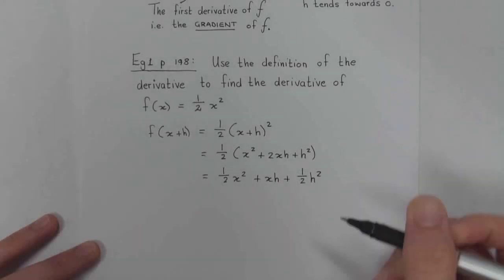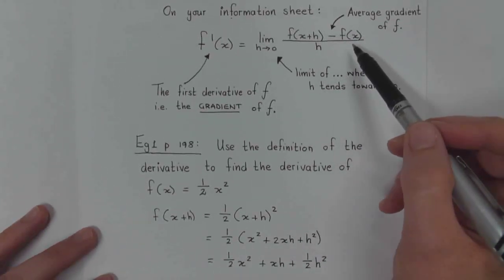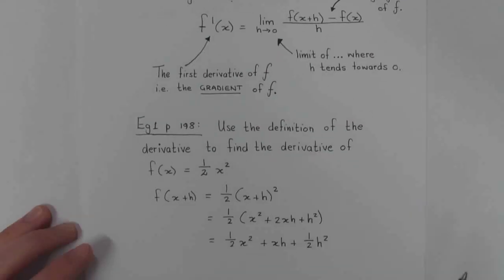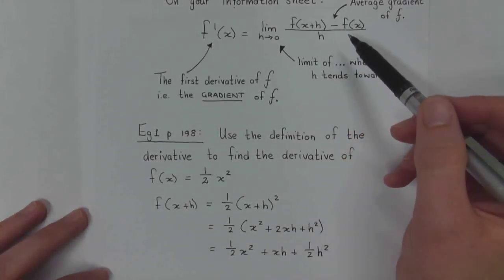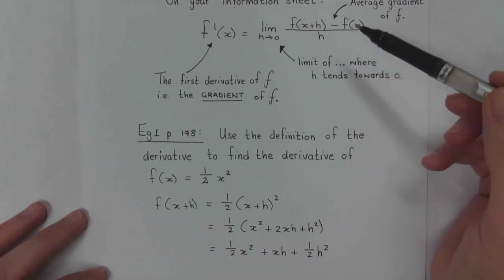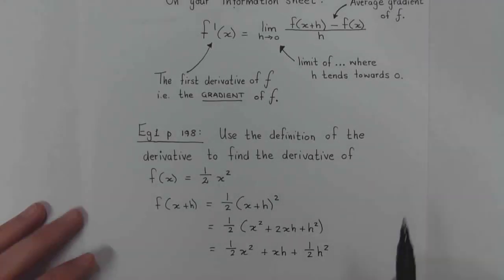So now I've got everything that I need to substitute into this formula, which is the formula for first principles differentiation. I'm not going to write down the formula because in the IEB, they don't require you to first write down the formula. You can immediately substitute into the formula. So I'm immediately going to substitute into that formula.